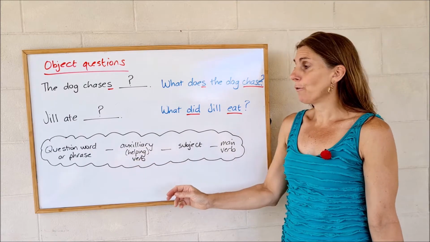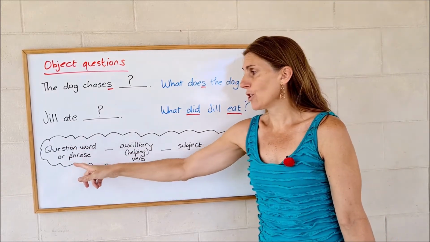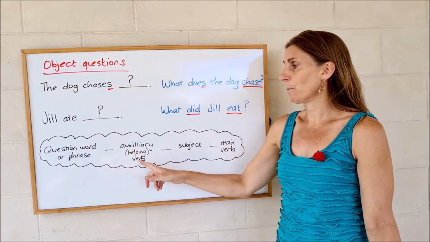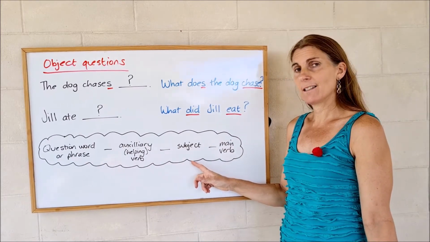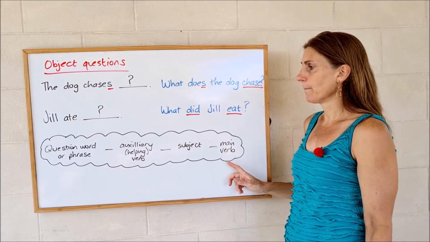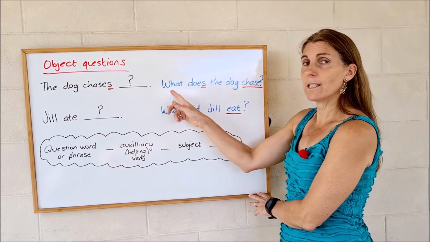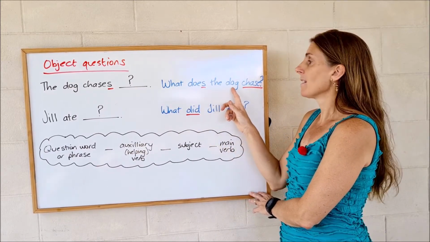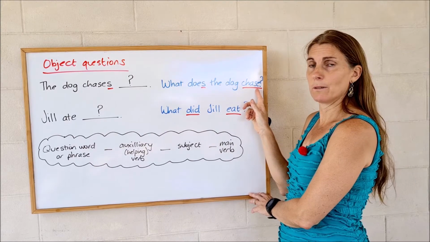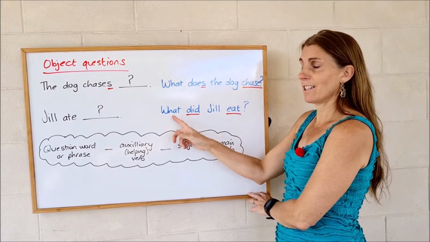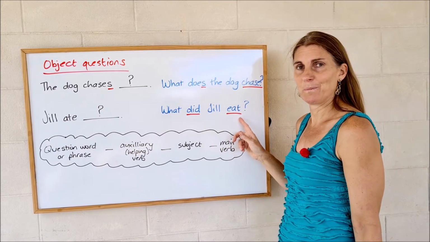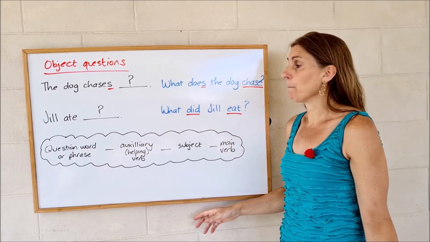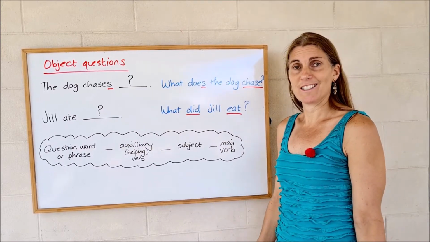So our question form is the question word or phrase, followed by the auxiliary or the helping verb, then the subject, then the main verb. So here we've got our question word, auxiliary verb, subject, main verb. Question word, auxiliary verb, subject, and main verb. So let's look at a couple of examples of object questions.